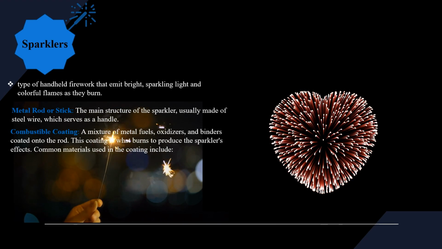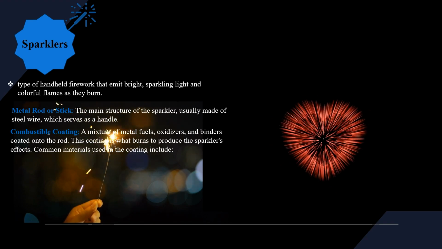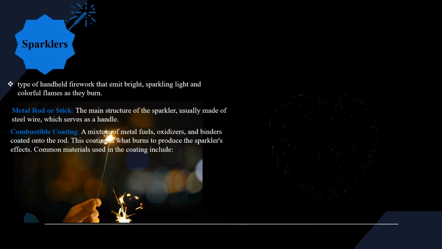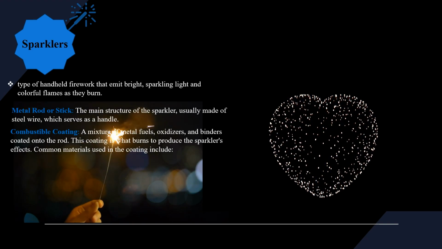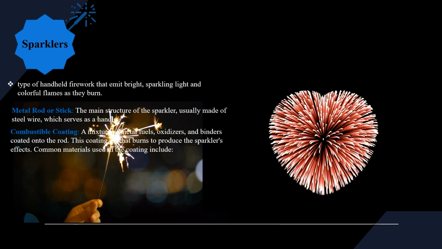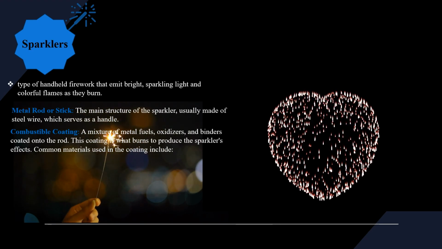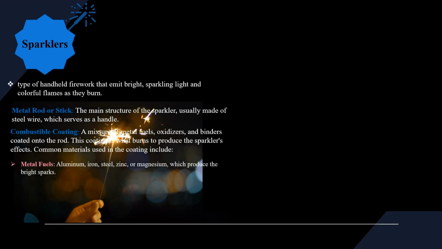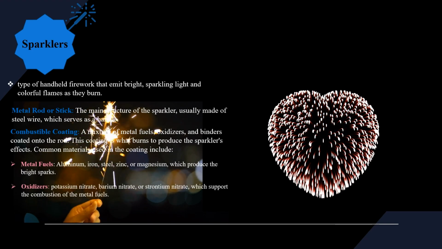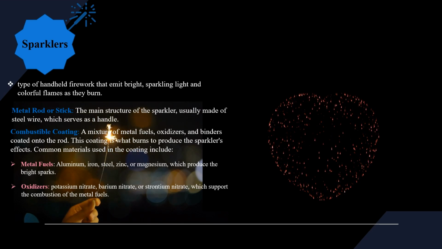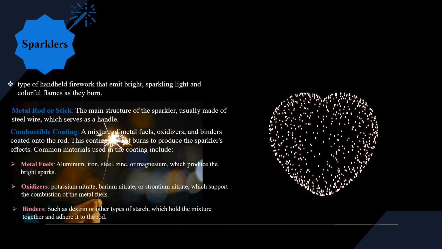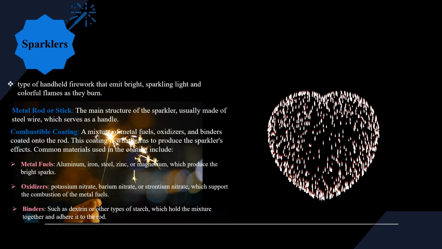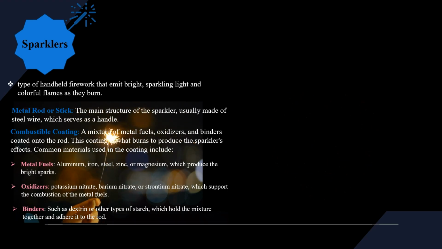Combustible coating. The combustible coating is a mixture of fuels, oxidizers, and binders coated onto the stick. This coating, when it burns, produces the sparkler effects. The common materials in this combustible coating are metal fuels like aluminum, iron, steel, or zinc, oxidizers like potassium nitrate, barium nitrate, or strontium nitrate, and binders such as dextrin or starch. They hold these mixtures together and adhere to the stick.